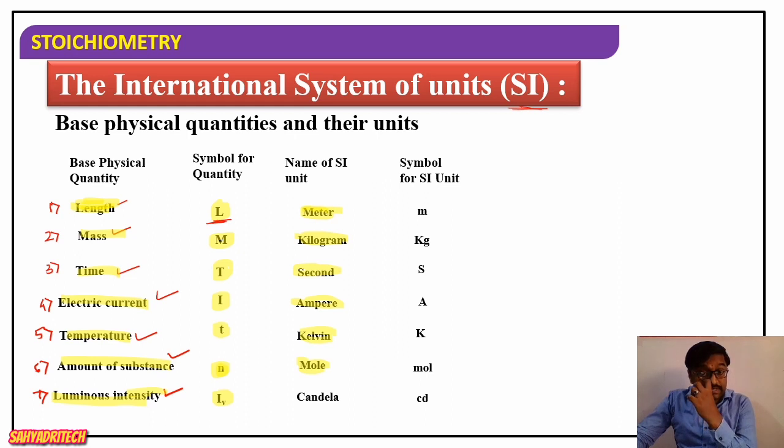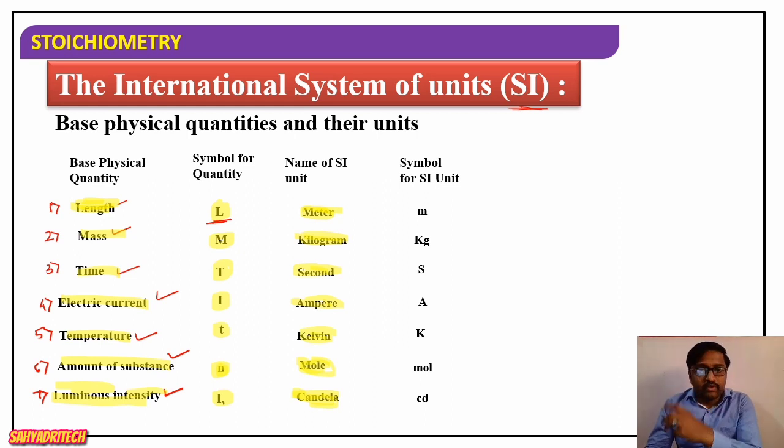So what am I specifying? The units for those base physical quantities. I repeat: length is measured in meter, mass in kilogram, time in second, electric current in ampere, temperature in Kelvin, amount of substance in mole, and luminous intensity in candela. These are the SI units of those seven base quantities.